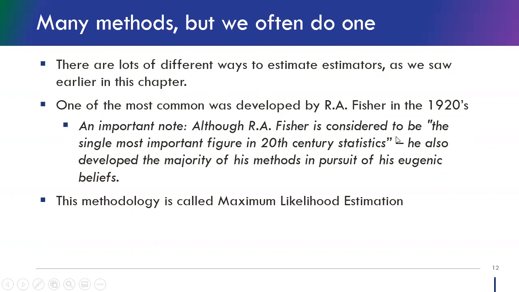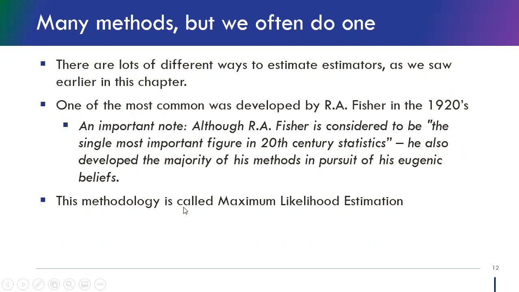And although Fisher is considered to be the single most important figure in 20th century statistics, he also developed the majority of his method in pursuit of his eugenic beliefs. This is just some background information about Fisher. This person is really important for statistics, and you will see his name more if you take a more advanced statistical class.